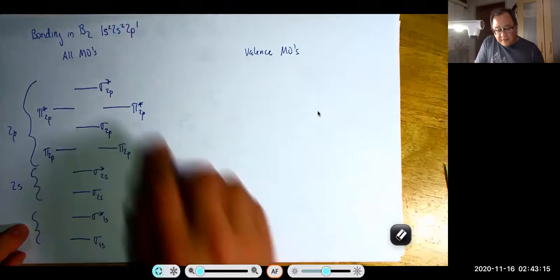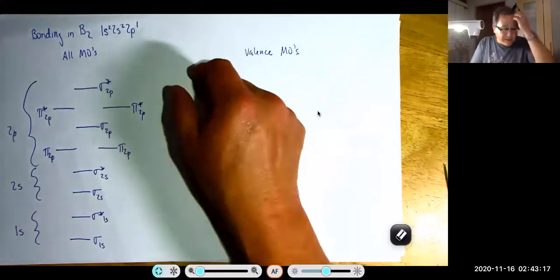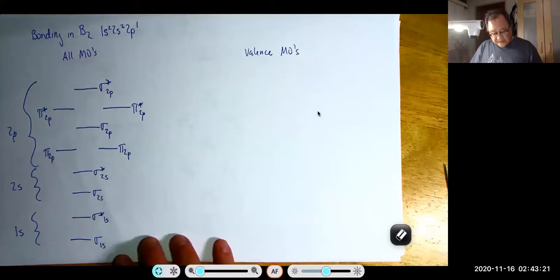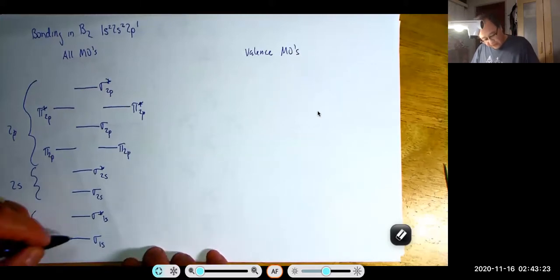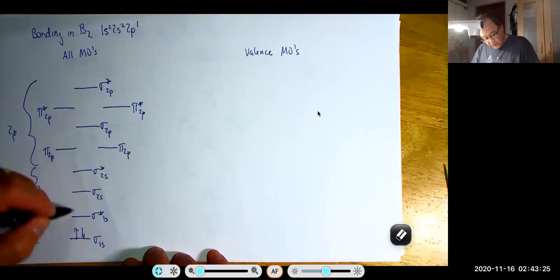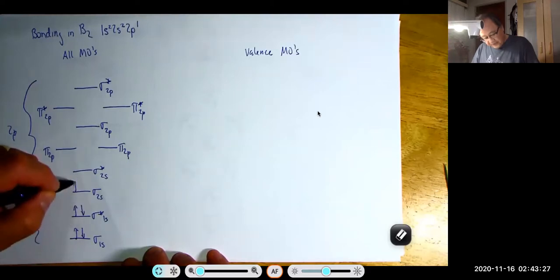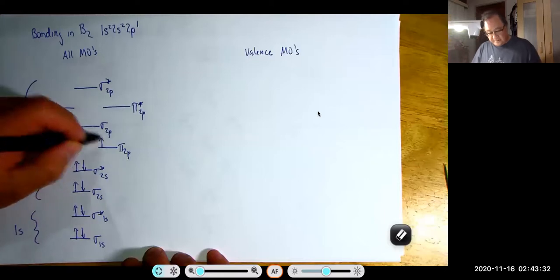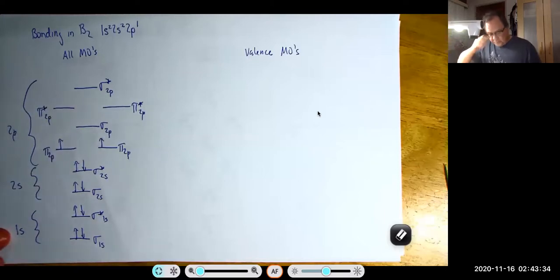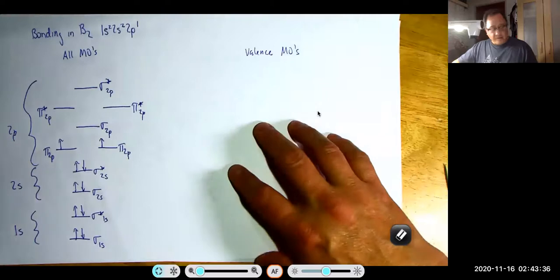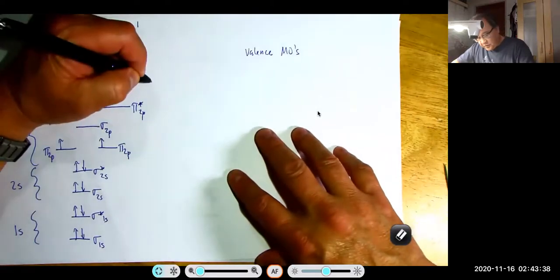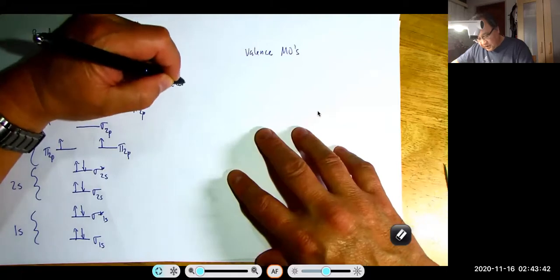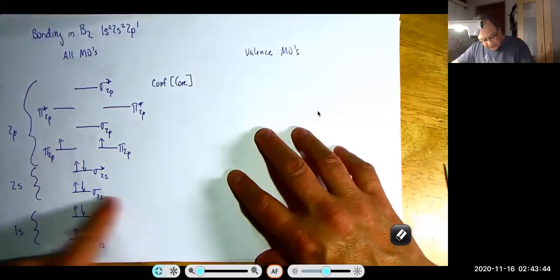Now here you have 5 electrons per boron, so you've got 10 in total. So we have to put 10 electrons into this MO diagram. So here we go. 1, 2, 3, 4, 5, 6, 7, 8, 9, 10. What can we say about the electron configuration here? The configuration is going to start with the core electrons, which are the ones in the 1s. So these are the core.